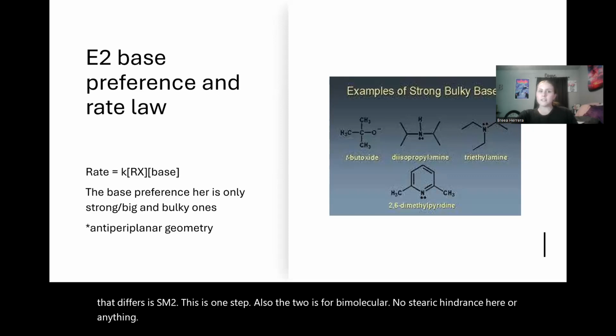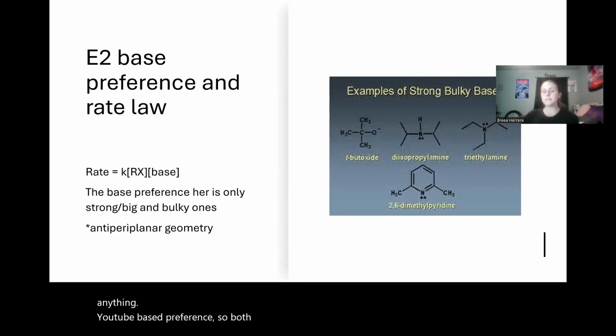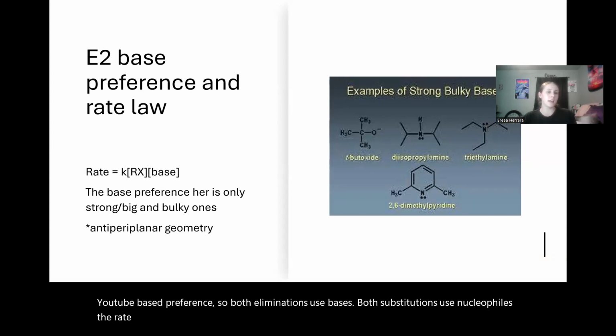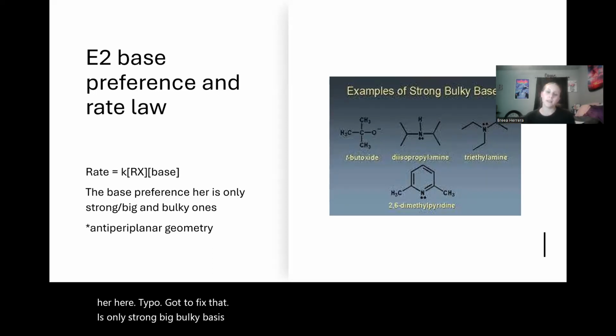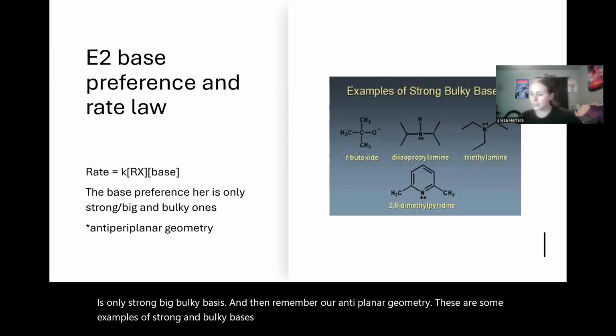E2 base preference. So both eliminations use bases. Both substitutions use nucleophiles. The rate is going to be k times RX, alkyl halide, and the base. The base preference here, typo, gotta fix that, is only strong, big, bulky bases. And then remember our antiplanar geometry. These are some examples of strong and bulky bases that we need here.